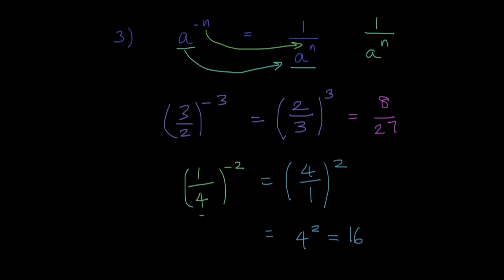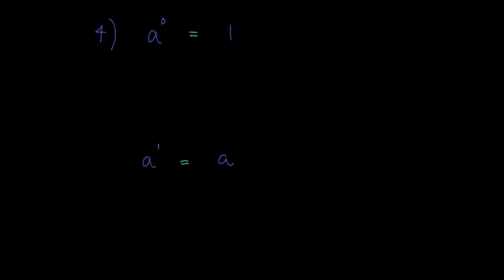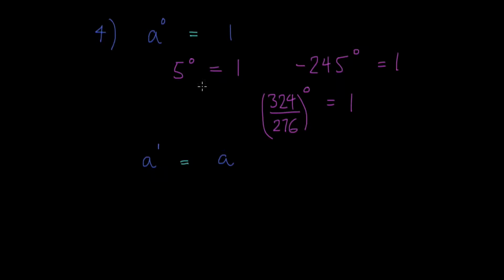Okay, now let's look at the last law in this video. When you have anything raised to the 0th power, you just get 1. Okay, so let's look at an example. If I have 5 raised to the 0, it's 1. If I have negative 245 raised to the 0, I get 1. If I have 324 divided by 276 raised to the 0, I get 1. So anything raised to the 0 power just gives us 1.